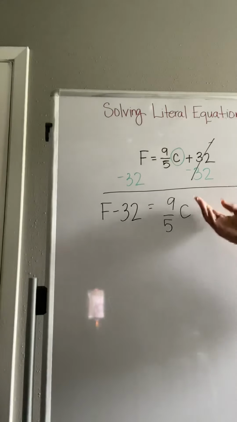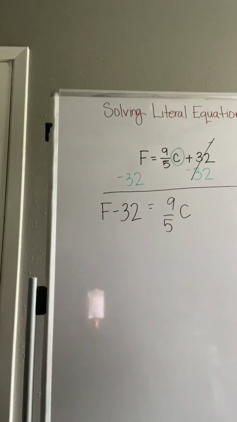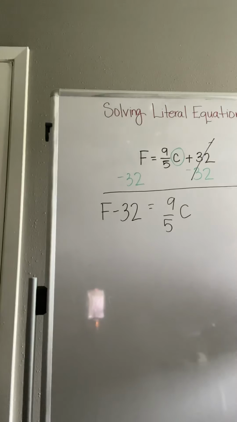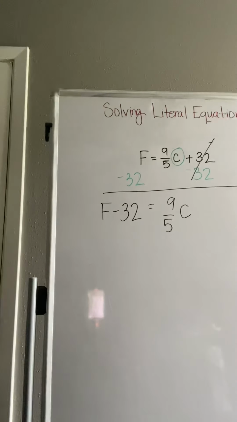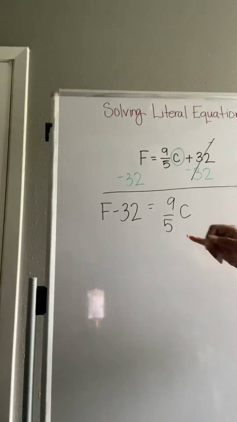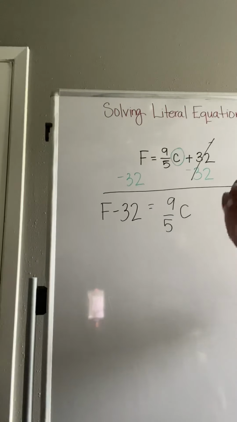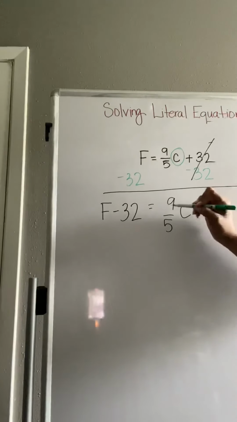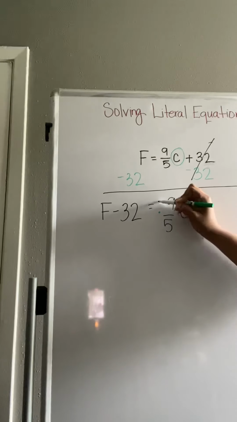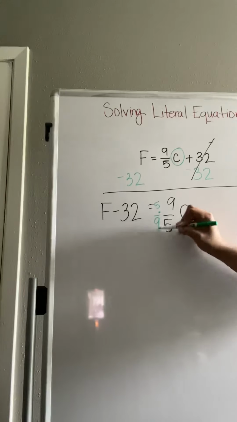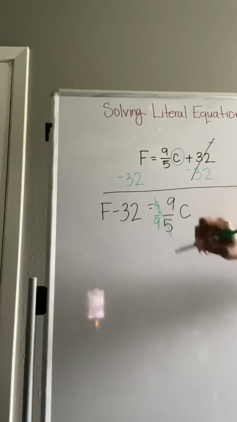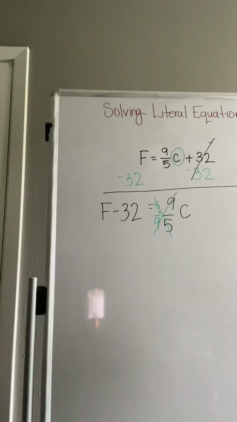Now lastly, we have C, and we need to get rid of this fraction. And something that we hadn't talked about before is getting rid of a fraction, but I'm going to show you how to do that now. In order for us to get rid of this fraction, we simply multiply by the reciprocal and it goes away. So what I mean is we're going to multiply this by 5 over 9. That way the 5's cancel out and the 9's cancel out.